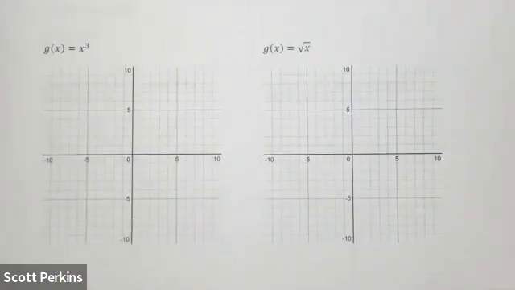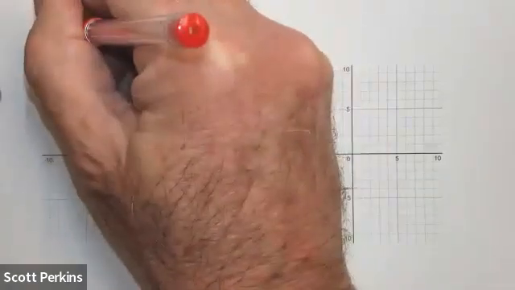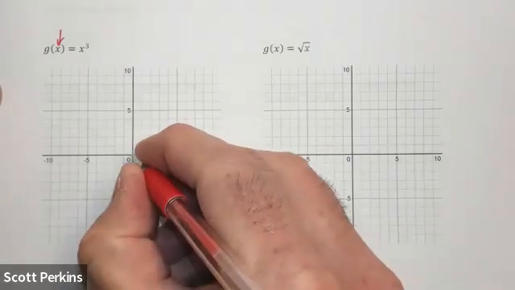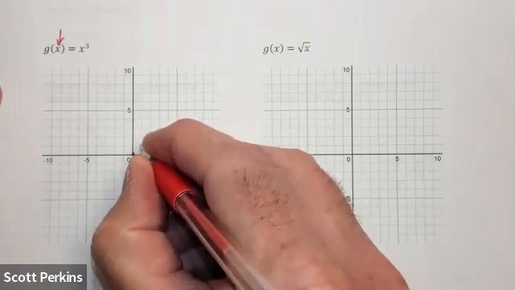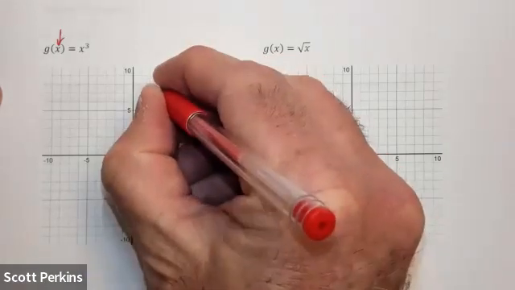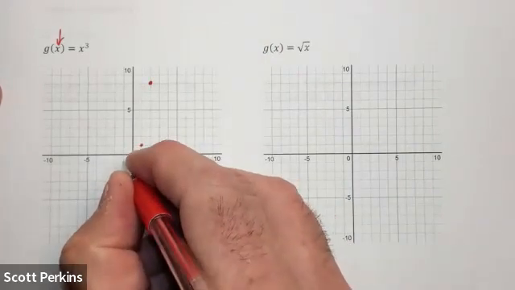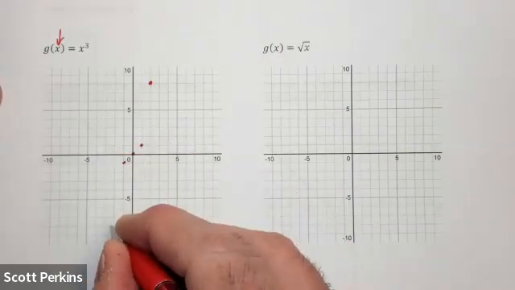The cubic function, again, when I take my input, whatever x value I pick, I am going to cube it each time. So going through the process, 0 cubed is 0, 1 cubed is 1, 2 cubed is 8. In the negative direction, -1 cubed is -1, -2 cubed is -8.